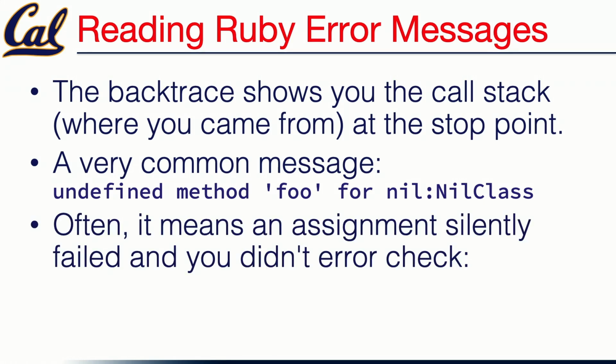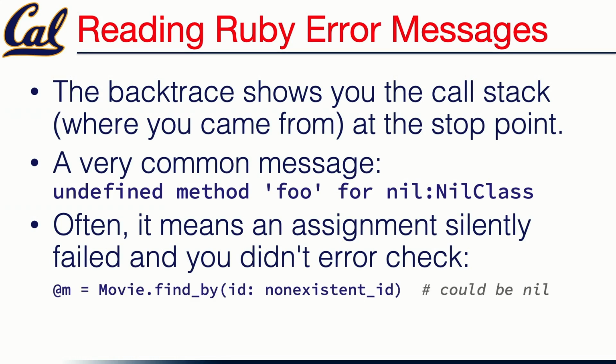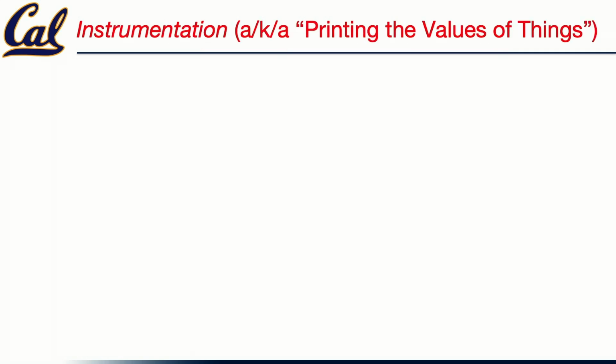More often than not, it means that you had an assignment that silently failed and you didn't do an error check. For example, if you're using ActiveRecord's find_by to say, find me a movie that has this ID, there exists the possibility that the movie with that ID doesn't exist, and what you'll get back is nil, and now you try to call the method title and you're calling it on nil. So the message looks cryptic, but usually that means the real error happened a while ago. It happened wherever you tried to assign the thing, and you didn't check the result of that assignment.